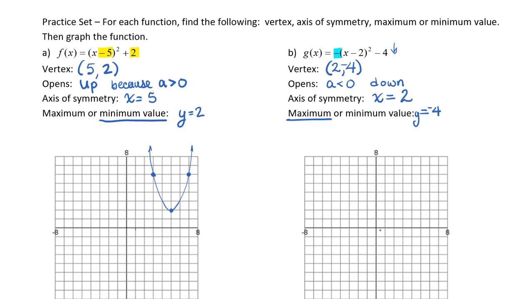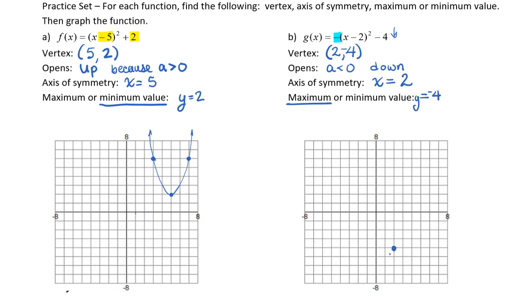First, I'm going to start with the vertex at 2, negative 4. From here, I know that the function is opening downwards. So this is my parabola opening downwards. And my axis of symmetry for both of these, I can draw it. I don't have to, but my axis of symmetry is at x equals 5 on the first example and x equals 2 on the second example.